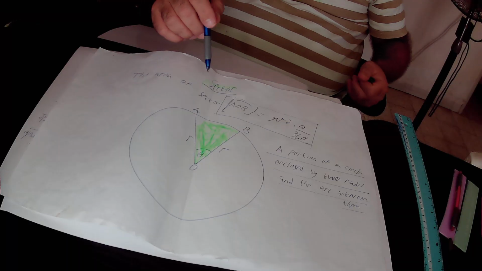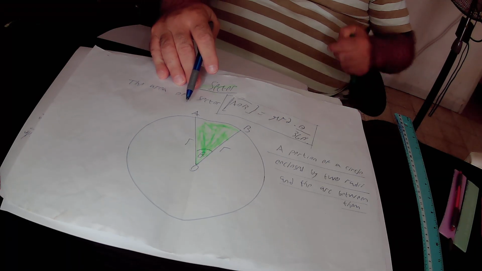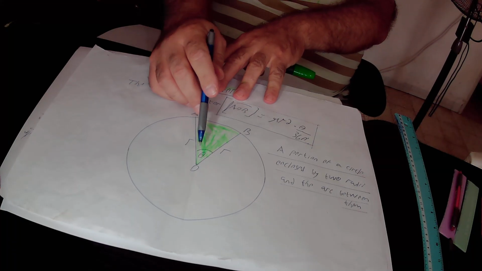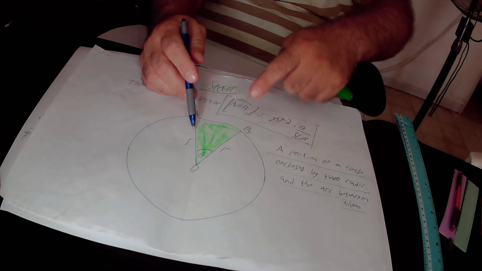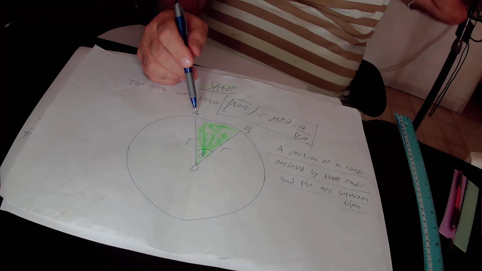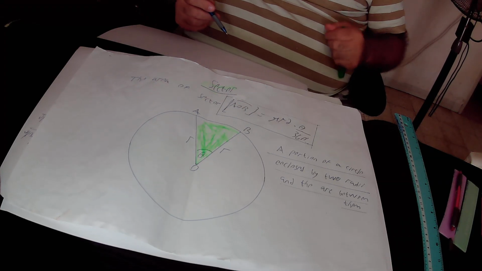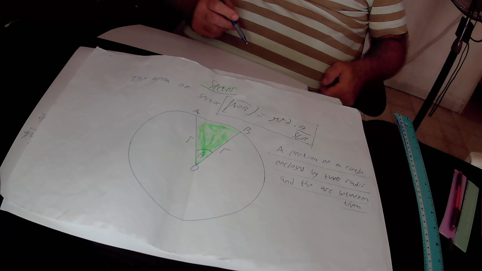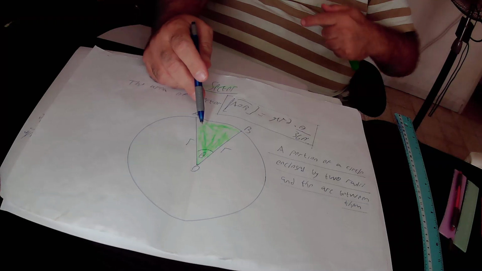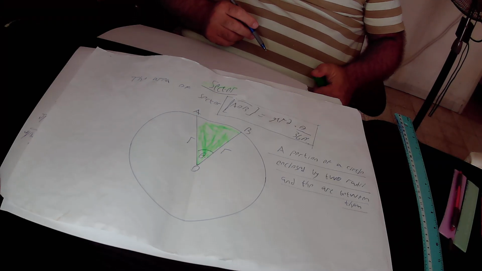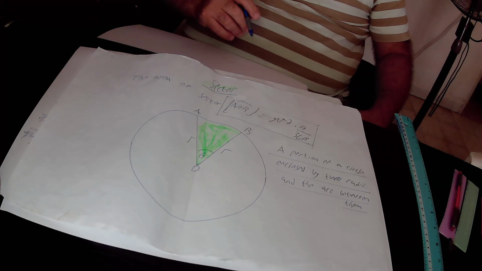You can see that the green sector AOB is a portion of a circle. It consists of two radii, those are the two radii of the circle, and the arc between the two radii, that is arc AB. And the angle between the two radii, the two legs of the sector, is angle theta. So, what is the area of sector AOB?